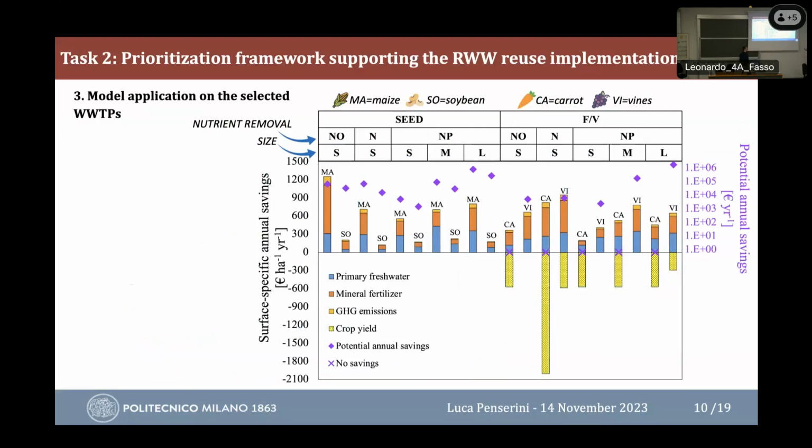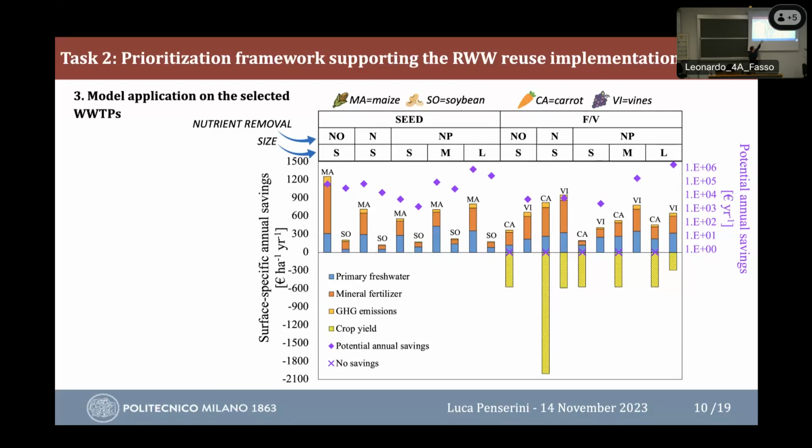Here you can see an overview of the results. I will try to drive you through the graph. In the top chart, you can see the classes of which I was talking before. Then, looking at the graph, we have the left bar, which reports the net annual saving in terms of units of area. So for each irrigated hectare of land, how much is the saving? And it is differentiated between the 4 outputs I was explaining before.